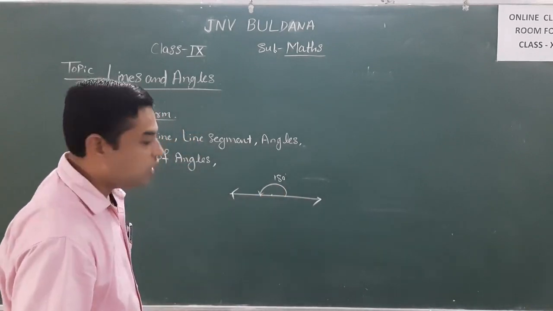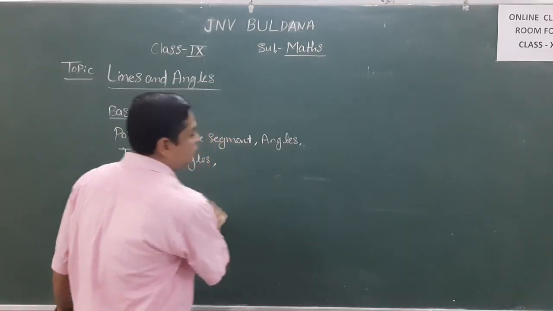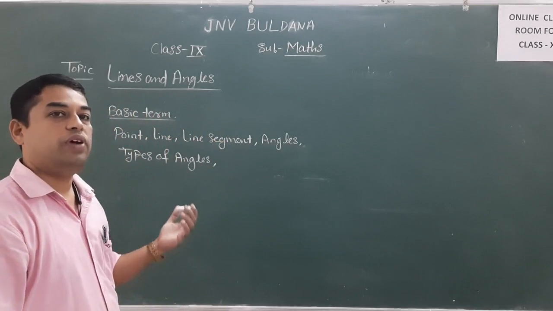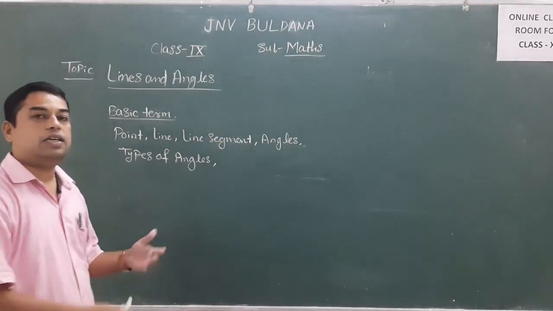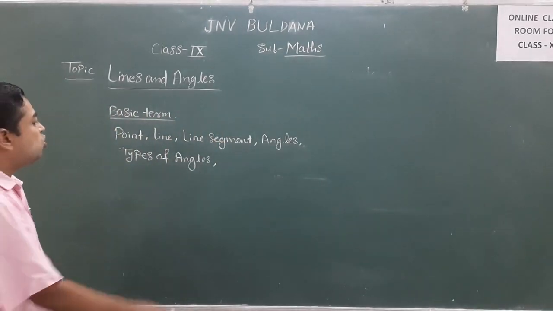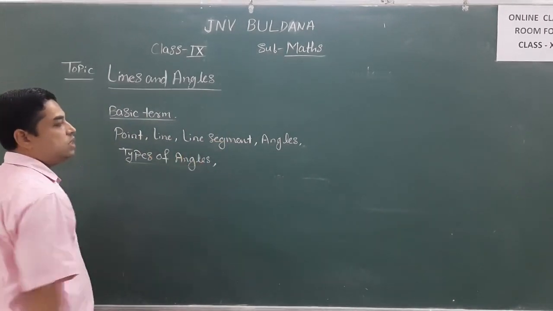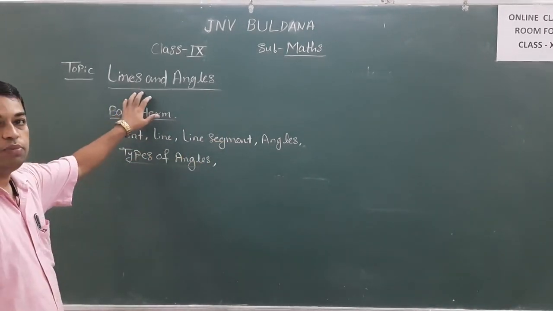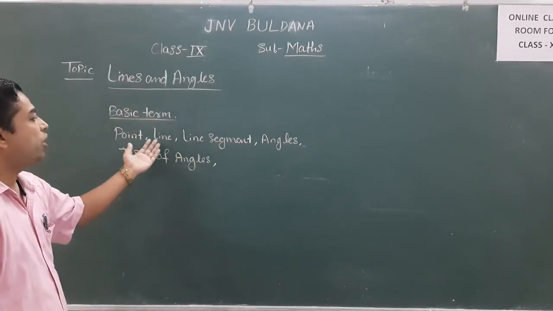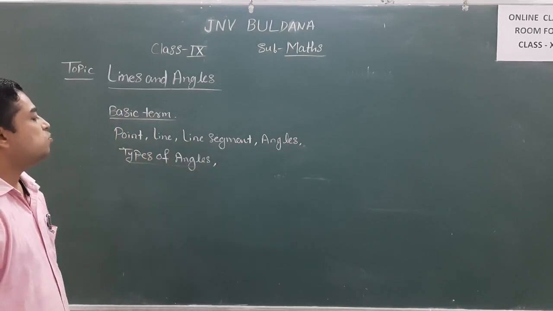All these we learned in our previous classes. A reflex angle is one whose measure is more than 180 but less than 360 degrees. Types of angles: all these are the basics required to learn this chapter. So I am taking the names: point, line, line segment, angle, types of angles.